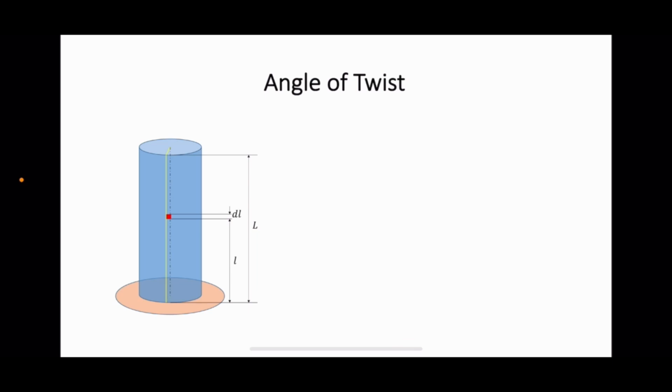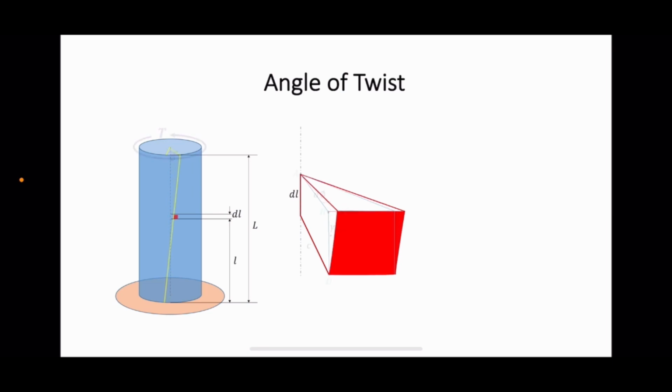So let us zoom in on the element. This is the geometry before deformation. Now let us see again the deformation when a torque is applied. We would like to determine the angle phi given all the needed information.